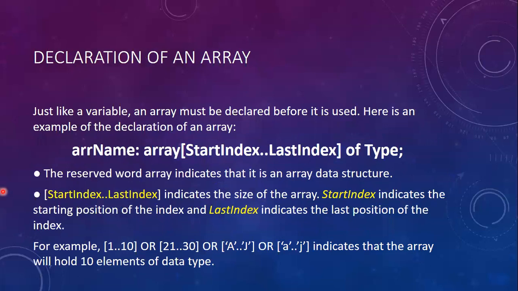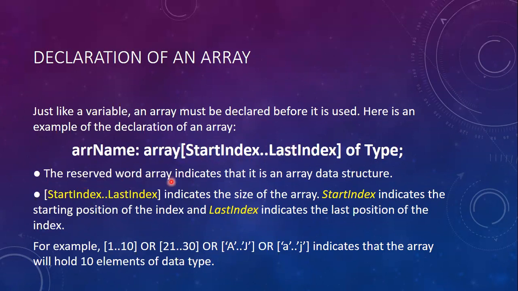Now, declaring my array. Just like a variable, an array must be declared before it can be used. So here is an example of an array. So our name, type array, so you have to put the word array before, then whatever your index is going to be, so 1 to 6 of type, okay? Sorry. Or I can either use 1..6, so saying 1 to 6, or I can place the words in with commas in between.